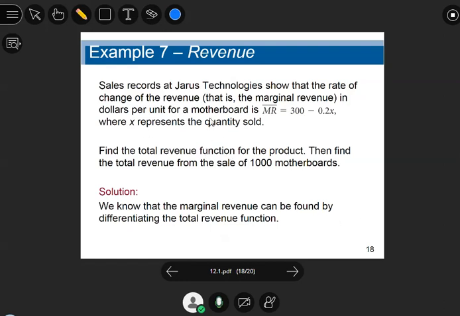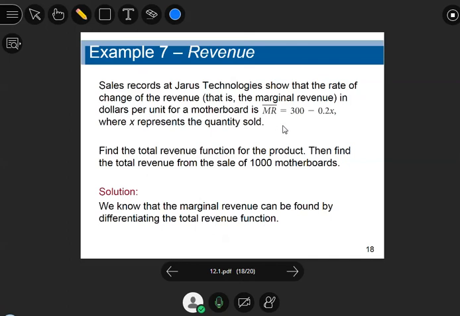Sales records at Genesis Technologies show that the rate of change of revenue, this is the marginal revenue, in dollars per unit for a motherboard, is 300 minus 0.2x, where x represents the quantity sold. Find the total revenue function for the product, then find the total revenue from the sales of 1000 motherboards.